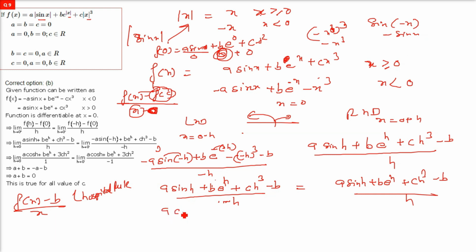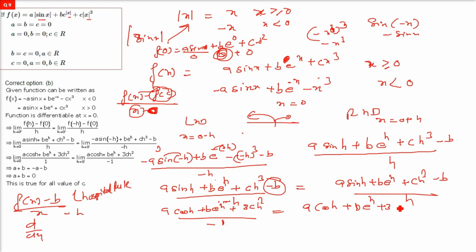Okay, a sin h gives cos h, plus b e raised h is e raised h, plus this becomes 3ch square, and minus b, this is a constant, this becomes 0. We wanted to get rid of minus b and this is how it is possible. And we have a negative h, d by dh we are doing, so the negative sign will be there, and differentiation of h with respect to h is 1. Right hand side also a cos h plus b e h plus 3ch square. Same thing, minus b will be 0 because we are differentiating. Differentiation of the denominator with respect to h is going to be 1.